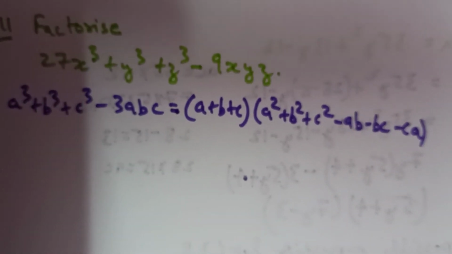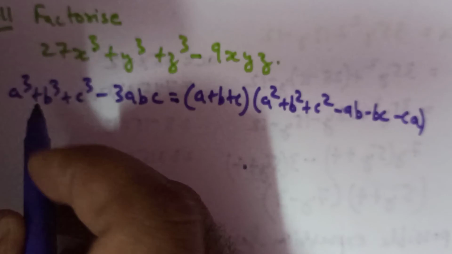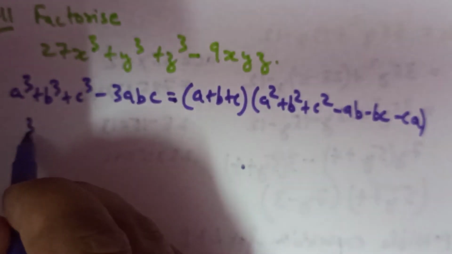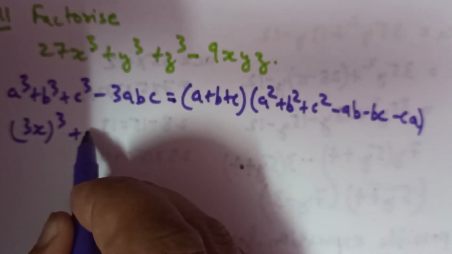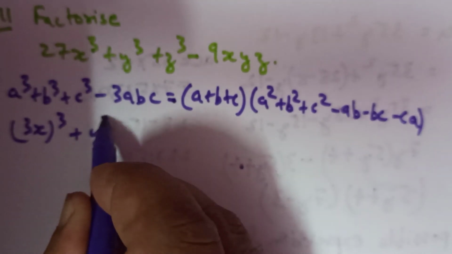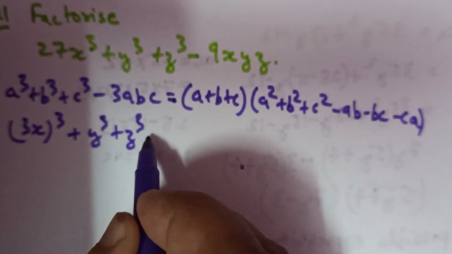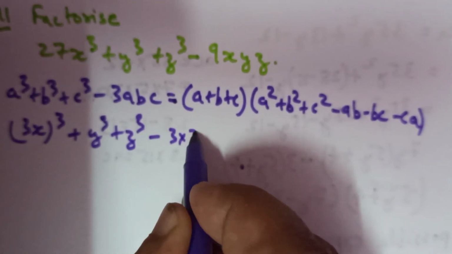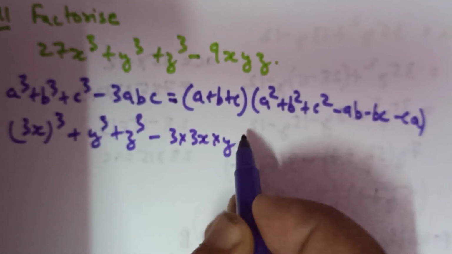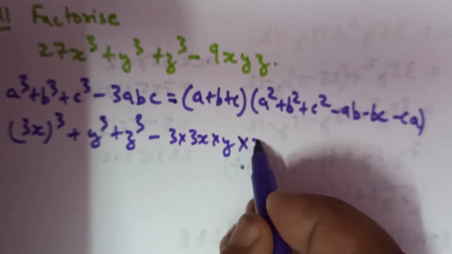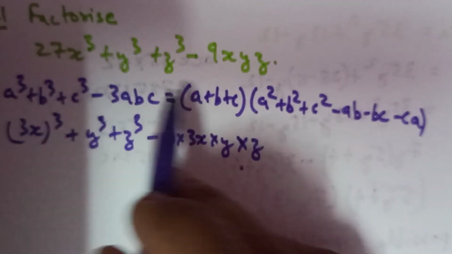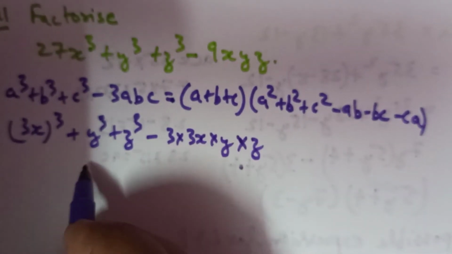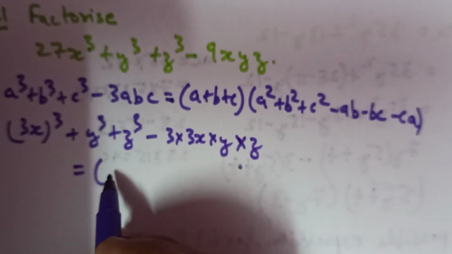If we solve it further, 27x cube can be written as (3x) whole cube plus y cube plus z cube minus 3 into 3x into y into z, that is 9xyz. Okay, so we are getting the LHS. So what will be the RHS? It will be (A plus B plus C).